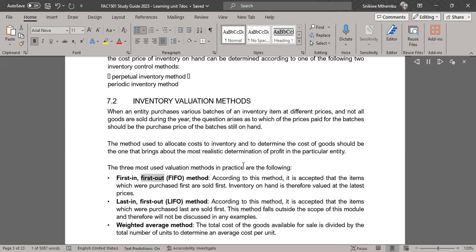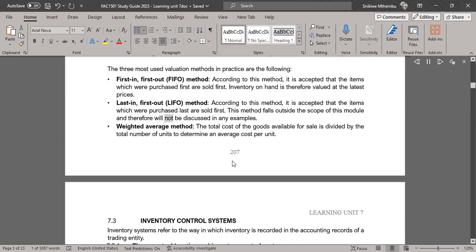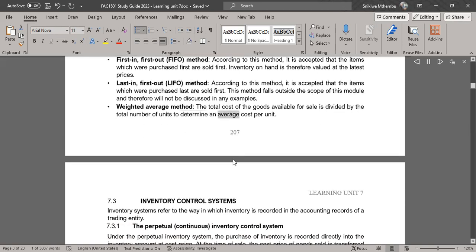First in, first out, FIFO, method. According to this method, it is accepted that the items which were purchased first are sold first. Inventory on hand is therefore valued at the latest prices. Last in, first out, LIFO, method. According to this method, it is accepted that the items which were purchased last are sold first. This method falls outside the scope of this module and therefore will not be discussed in any examples. Weighted average method. The total cost of the goods available for sale is divided by the total number of units to determine an average cost per unit.